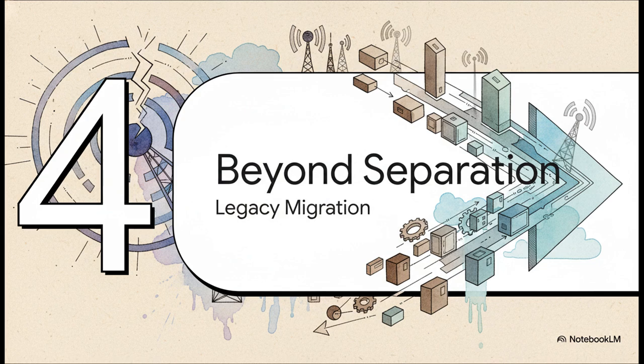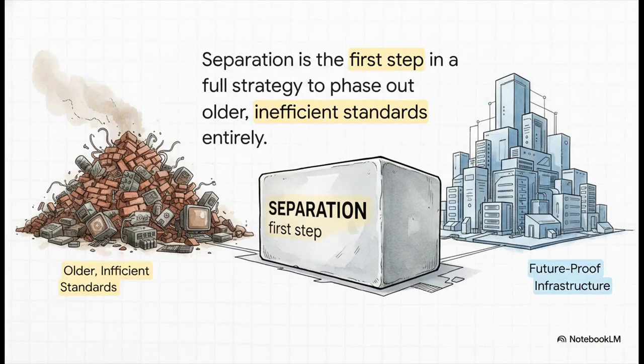Now, putting this separation into place is a huge win, but it's not the end of the story, not even close. It's actually the beginning of a much bigger, more forward-thinking plan: a full legacy migration. Here's the key takeaway I want you to remember. Separating your devices isn't just a quick fix for today's problems. It is the foundational first step in a long-term strategy to systematically phase out all those older, clunky, inefficient standards from your network for good. It's how you build a truly robust and future-proof infrastructure.